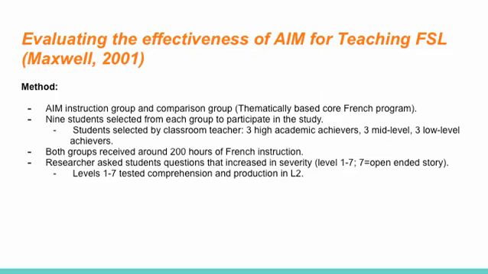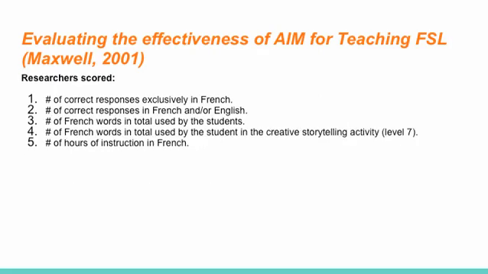The test interviews consisted of 7 levels that increased in severity. Each level had a variety of questions that tested comprehension and production in French. During the interviews, researchers scored: 1. The number of responses exclusively in French, 2. The number of correct responses in French and or English, 3. The number of French words in total used by the students, 4. Number of French words in total used by the student in the creative writing story, and 5. Number of hours of instruction in French.